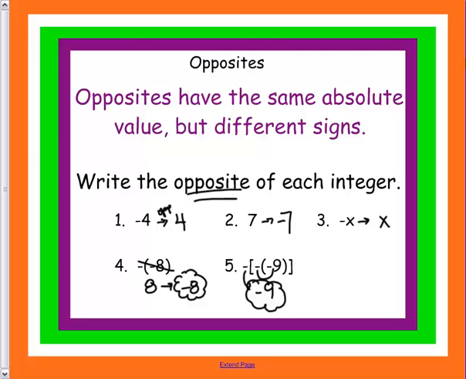Let's look at it one more time. I've got a -9 in front of me. The opposite of that is +9. And the opposite of that is -9. Now, I want the opposite of this simplified integer, which would be +9. Okay, go back, rewatch that if you need to.